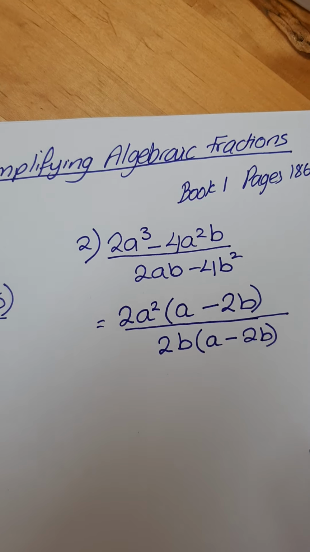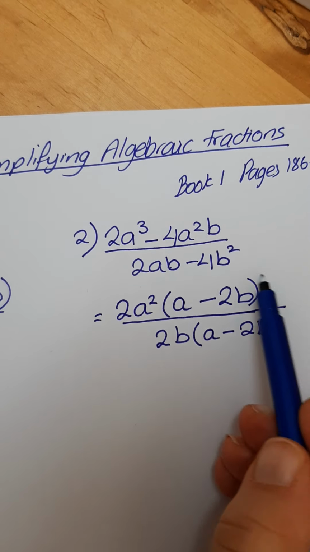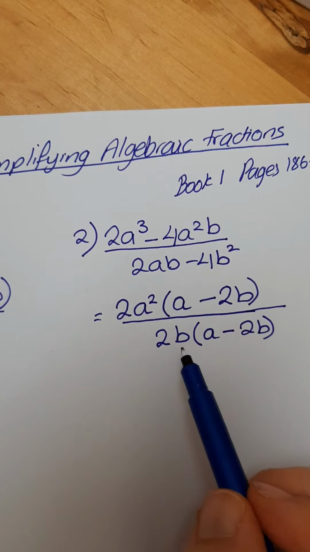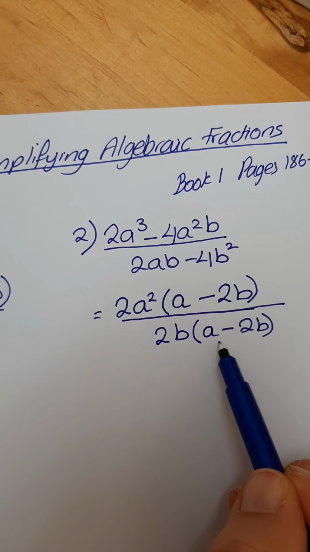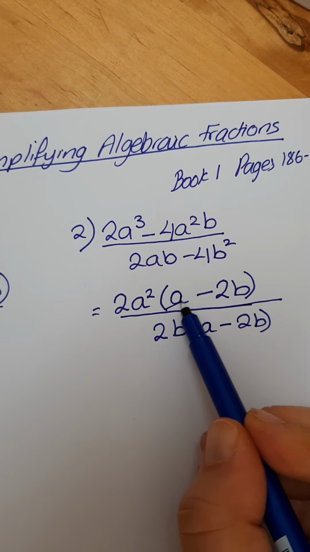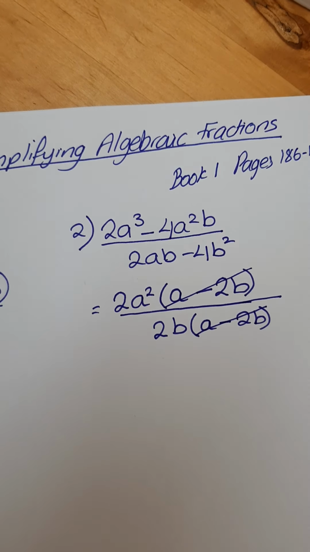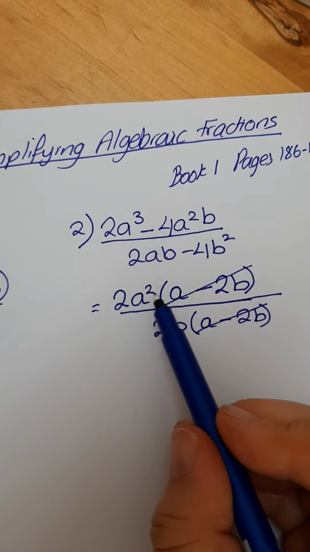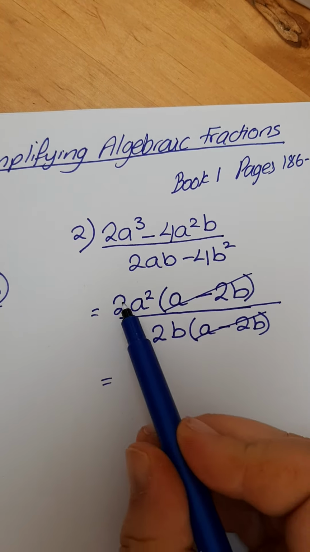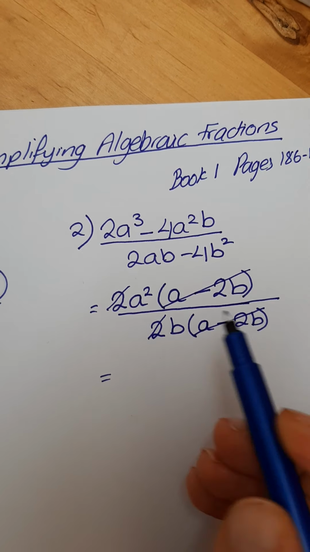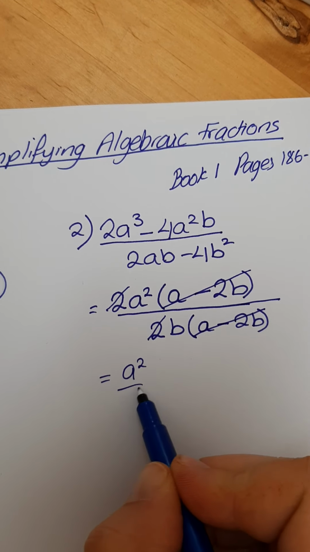Now we're having a look if anything cancels. We have 2a squared times a minus 2b, and in the denominator 2b times a minus 2b. These are exactly the same, so we can cancel them. And we look at what is left. 2 divided by 2 cancels. We're left with a squared over b.